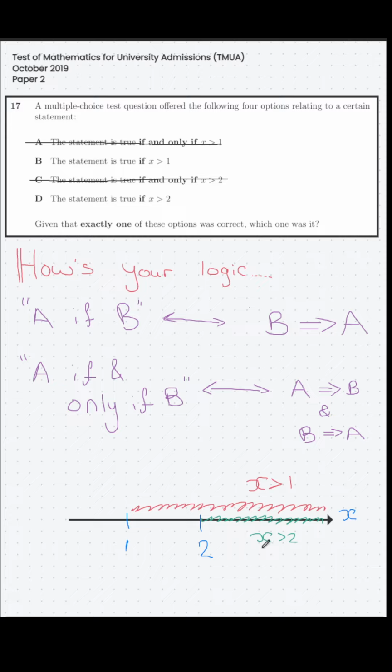Conversely though, if it's true for all x bigger than 2, it might not be true for 1.5 or 1.8. We don't know. So D does not necessarily imply B. Therefore, the answer is D. The only one of those statements that can be true on its own is D.